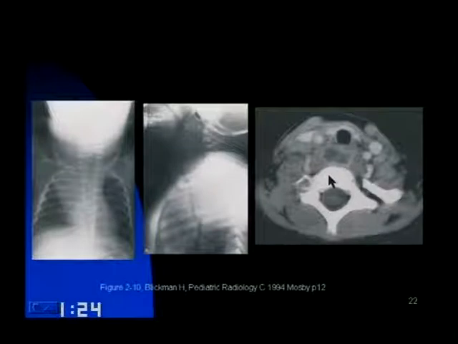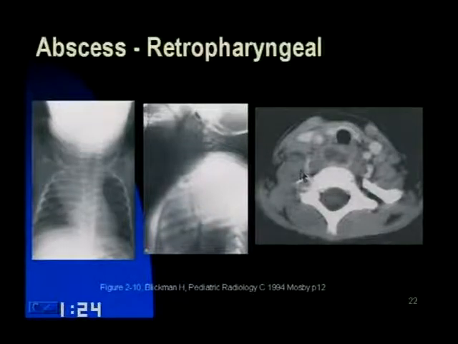These masses cause varying amounts of compromise depending on their level. They are secondary to bacterial infection, but can be less likely due to a penetrating foreign body as seen previously, which subsequently infects. And these are retropharyngeal abscesses.